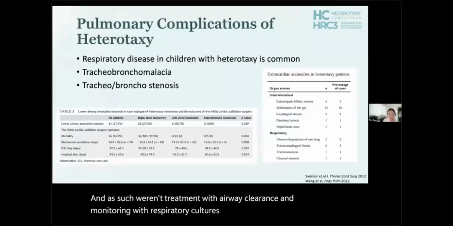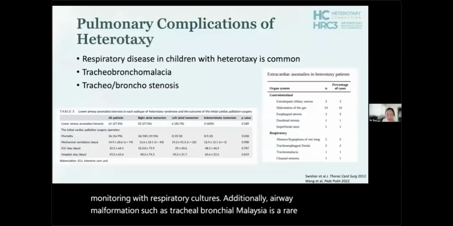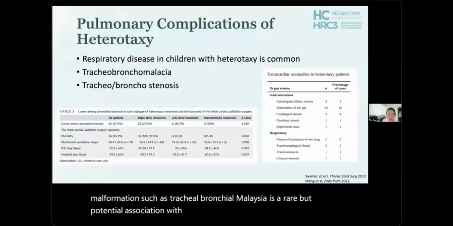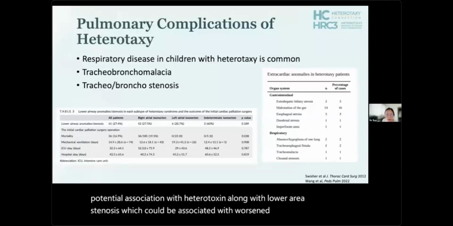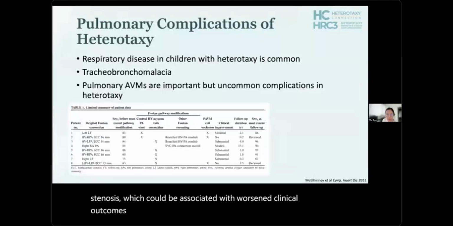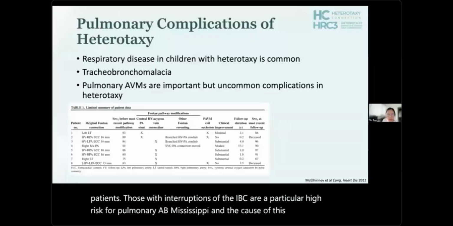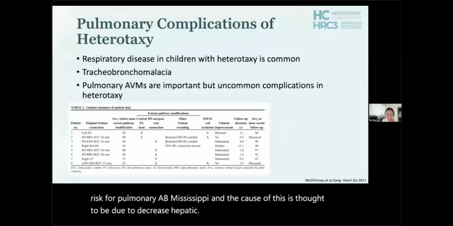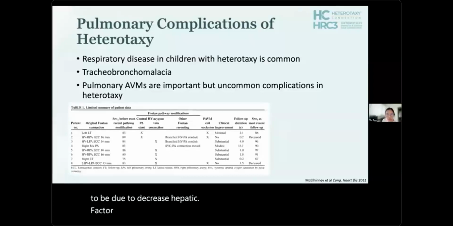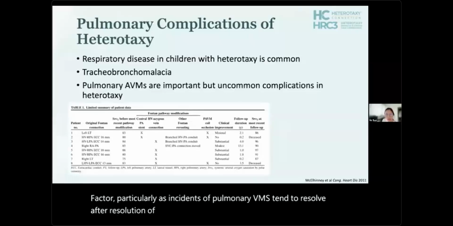Additionally, airway malformations such as tracheobronchomalacia have a rare but potential association with heterotaxy, along with lower airway stenosis, which could be associated with worsened clinical outcomes. Lastly, pulmonary AVMs are found in heterotaxy patients. Those with interruptions of the IVC are at particularly high risk for pulmonary AVMs. The cause of this is thought to be due to decreased hepatic factor, particularly as incidence of pulmonary AVMs tends to resolve after restoration of hepatic venous flow, which was seen in this patient.